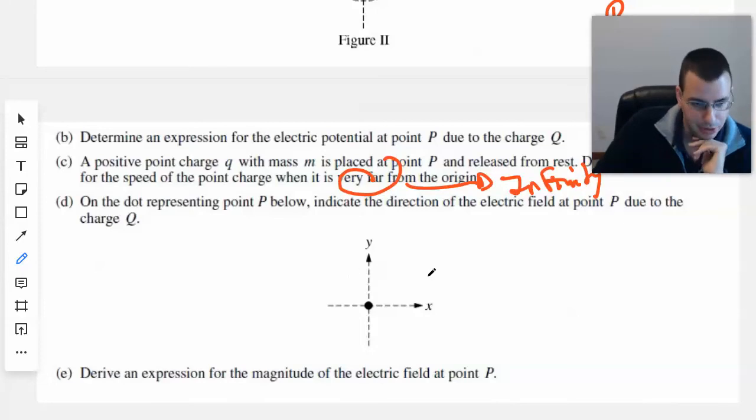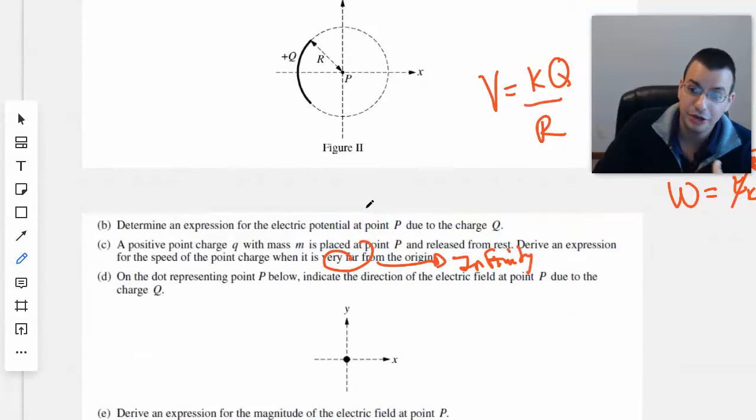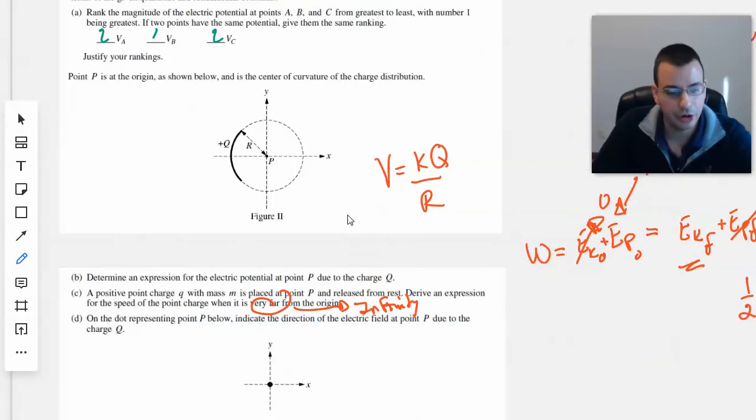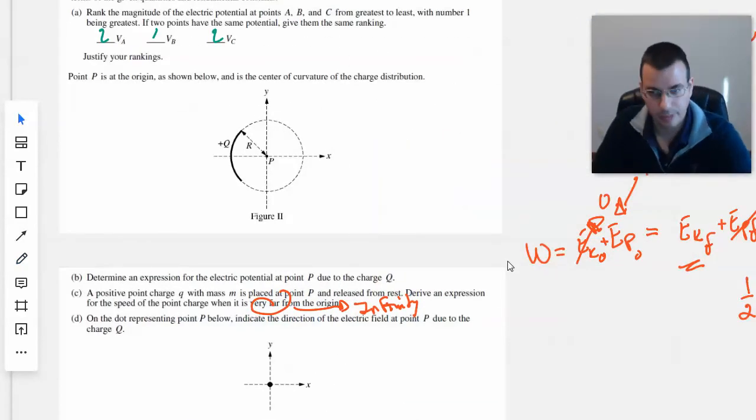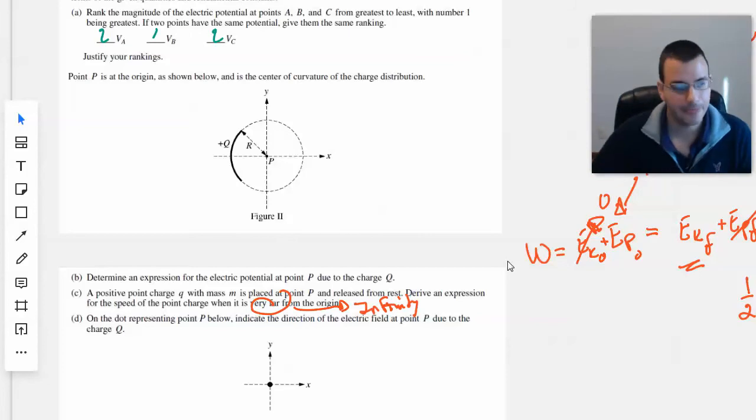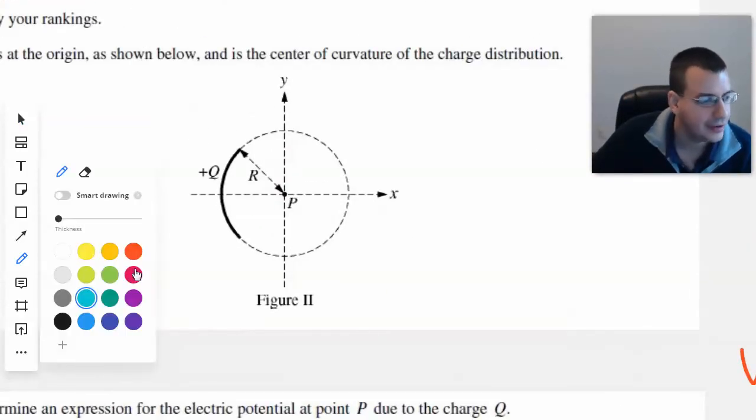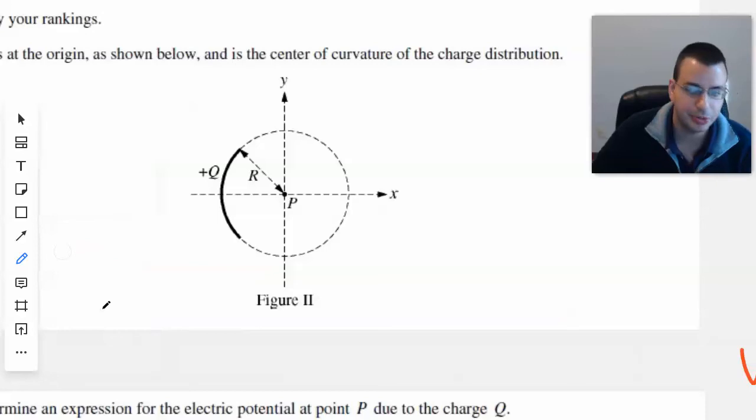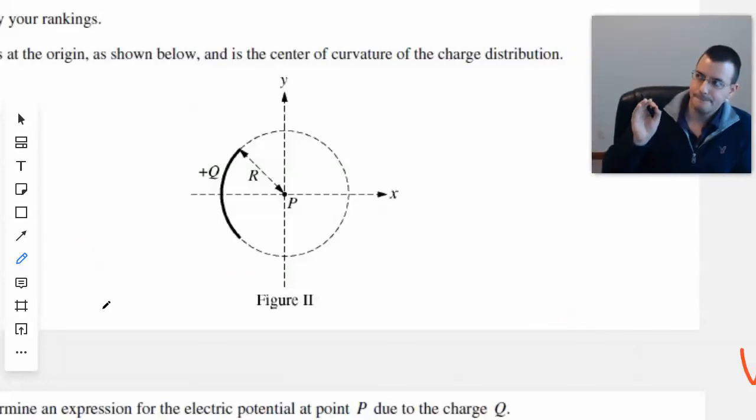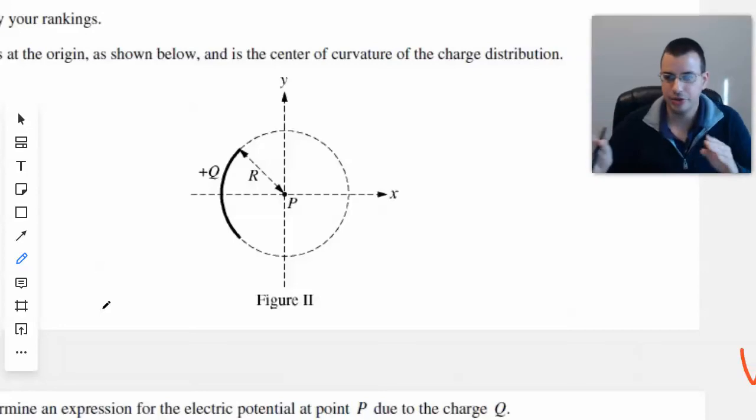On the dot representing P below, indicate the direction of the electric field at point P due to charge Q. Okay, so now they're changing tracks. We're going over to electric fields. So we have electric fields, and the big transition at this point is we're moving from scalars to vectors, magnitude and direction.